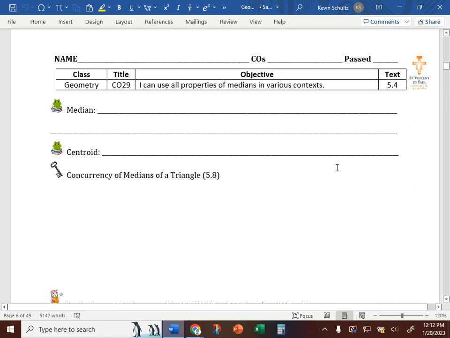Geometry, we are wrapping up our week with CO29. And in the past two objectives, we talked about two different centers of a triangle. Okay? We had the circumcenter and the incenter. Who can tell me how each of those were defined as the center of a triangle?